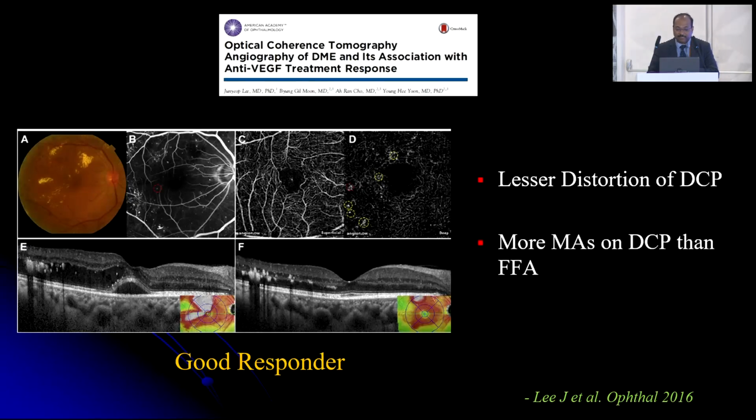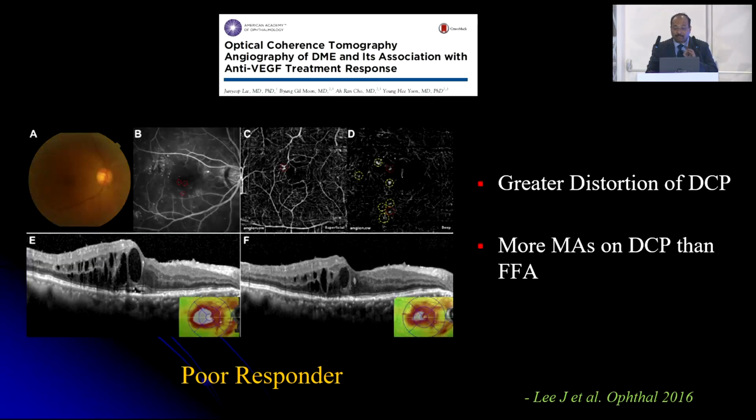So I'll just show you a few examples. An example of a good responder, where there was lesser distortion of the DCP. More microaneurysms, again as we talked about earlier, are seen on the deep capillary plexus than can be appreciated on fluorescein angiography. A poor responder, on the other hand, had a greater distortion of the DCP, and you can see the microaneurysms again being seen better on the DCP on the right than on fluorescein angiography.